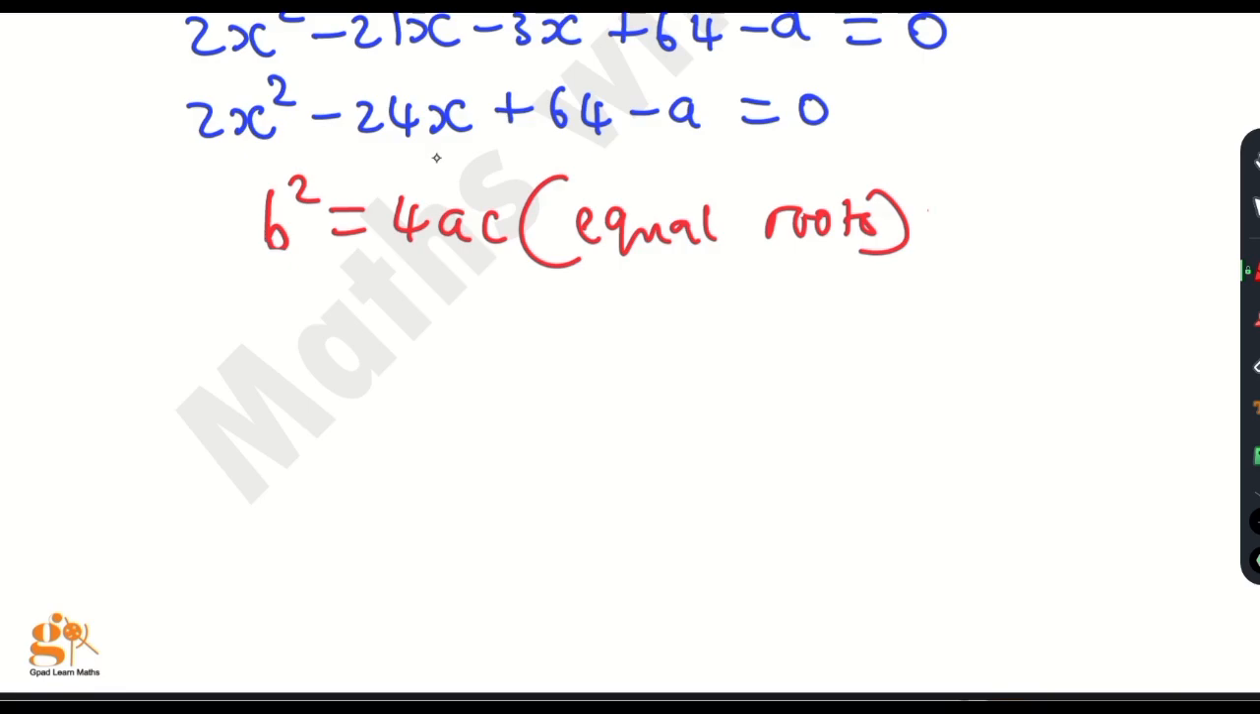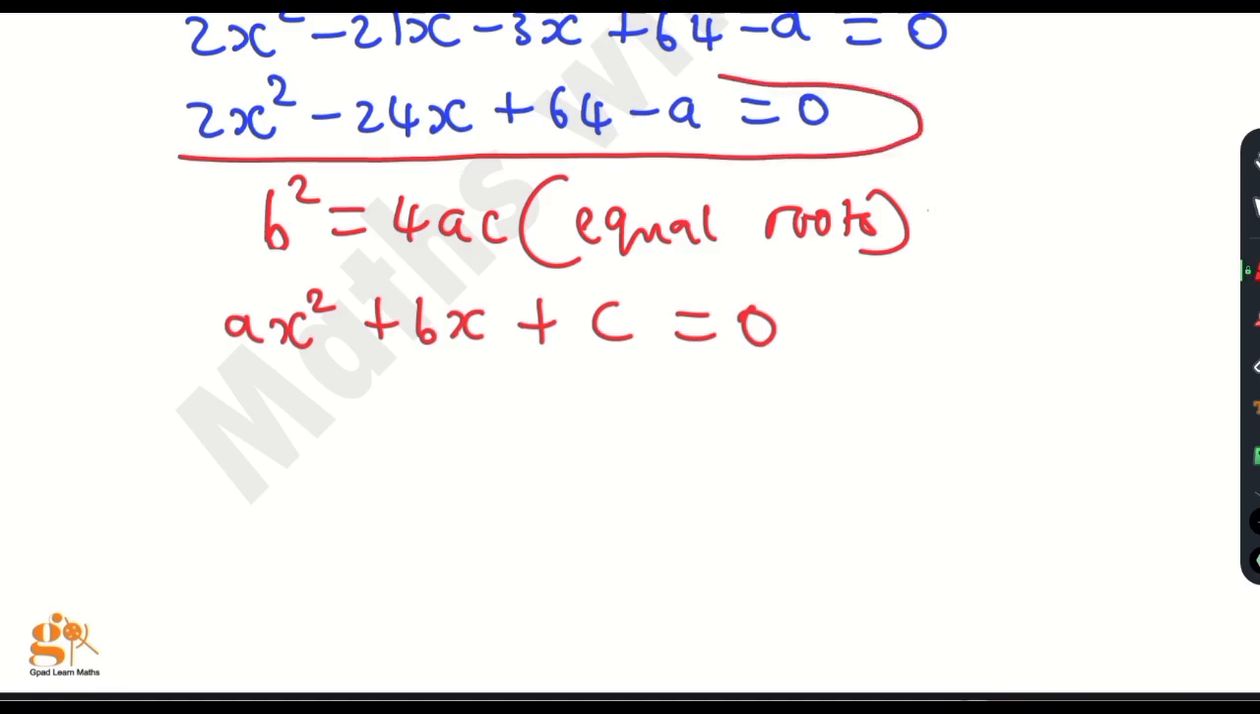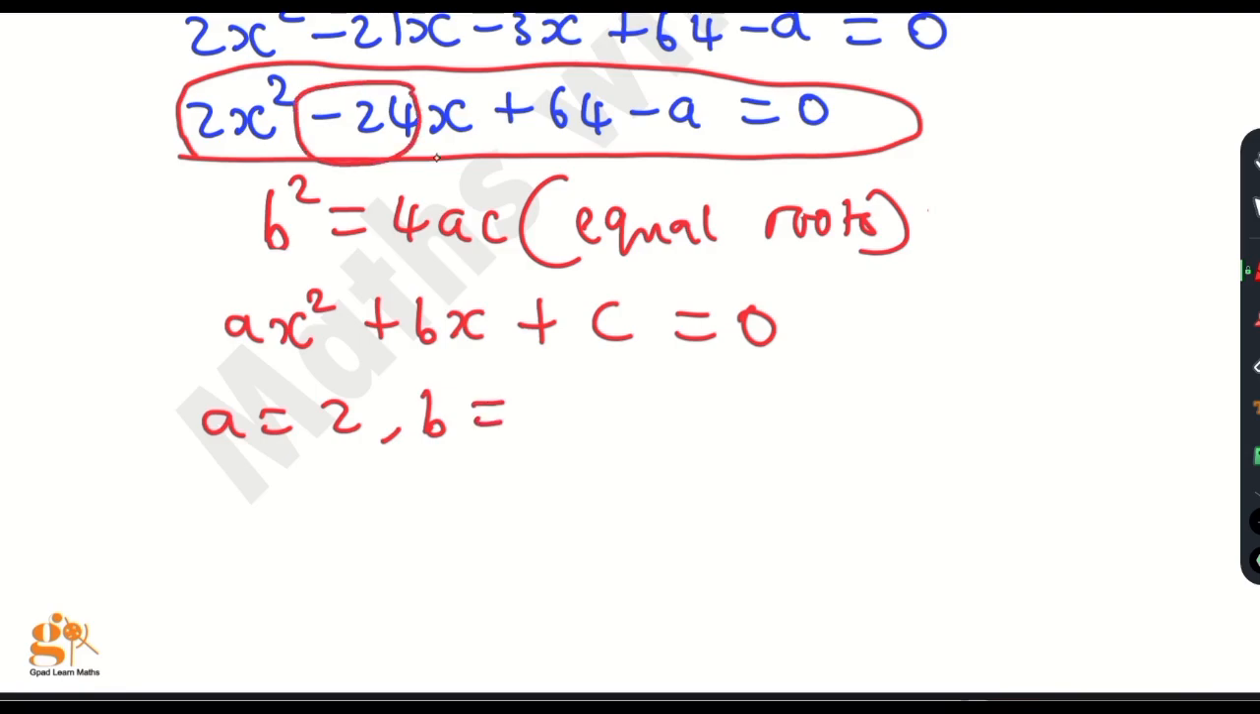There is a general form of a quadratic equation, which is ax squared plus bx plus c is equal to 0, where a is the coefficient of x squared, b is the coefficient of x, and c is the constant term. Now look at this equation. What can you say a is? a is equal to 2, the coefficient of x squared. b is equal to minus 24. And what about c? c is equal to all of this constant term, 64 minus a.